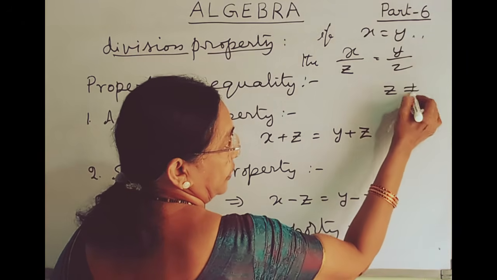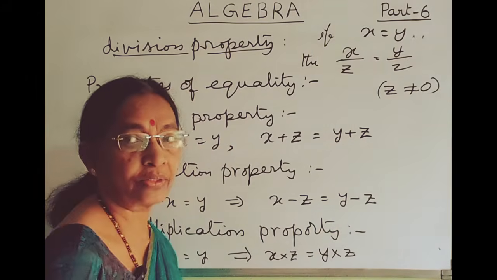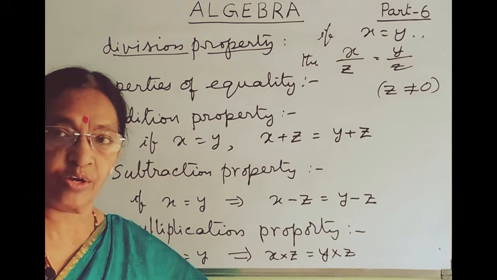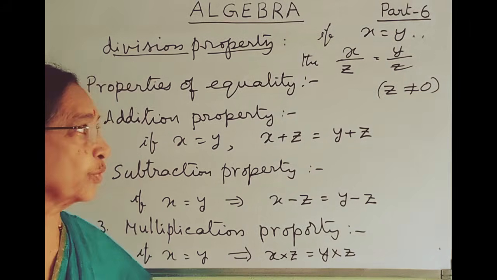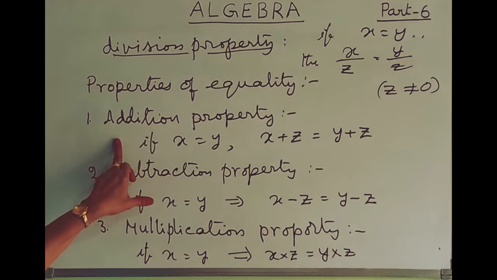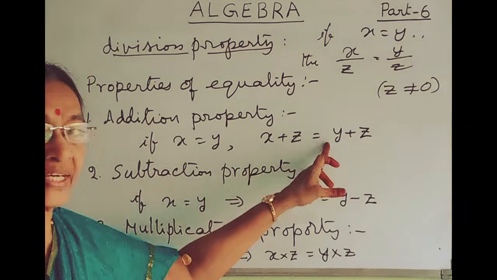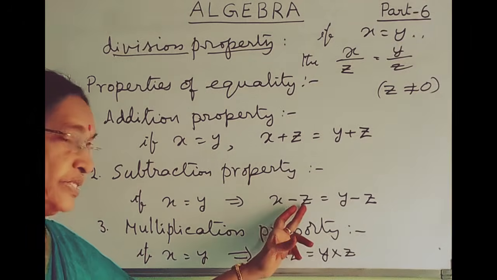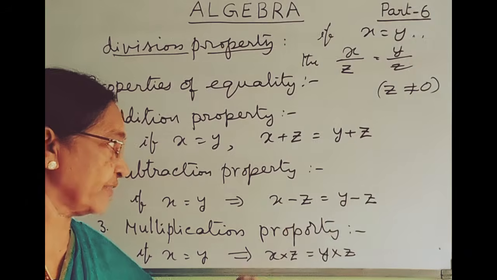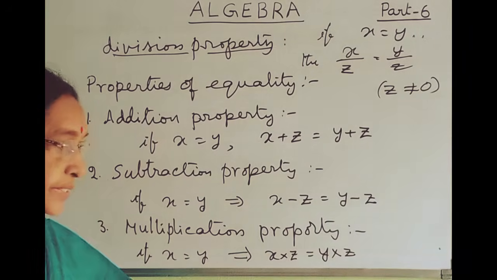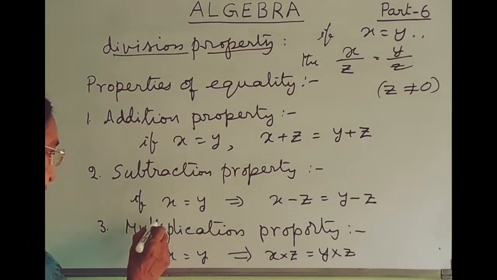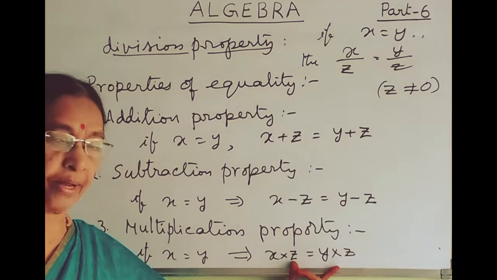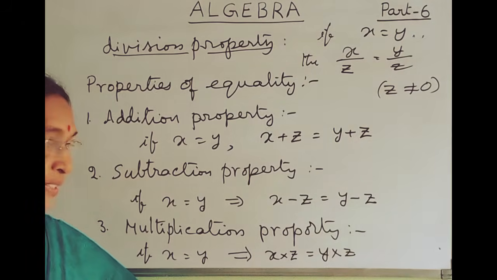Here z is not equal to 0. Z is a non-zero number. This property is important in solving an equation to find the unknown quantity. So first, addition property: if a number is added on both sides, the equality doesn't change. Subtraction property: if the same number is subtracted from both sides of the equation, the equality doesn't change. Multiplication: if both sides are multiplied by the same number, the equality doesn't change.